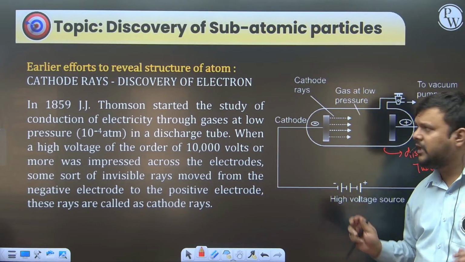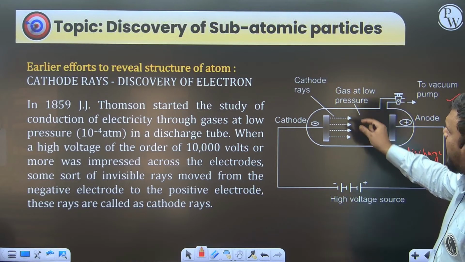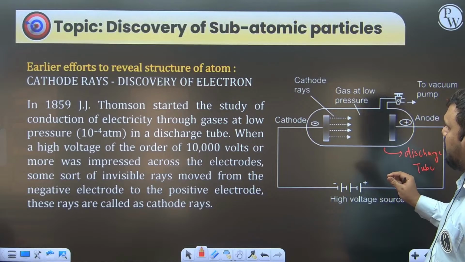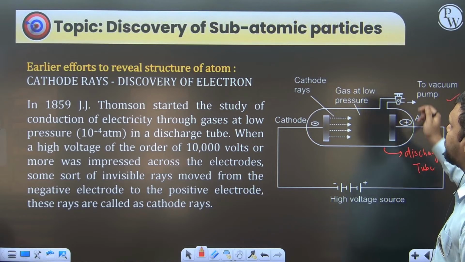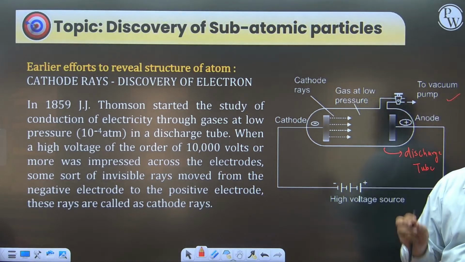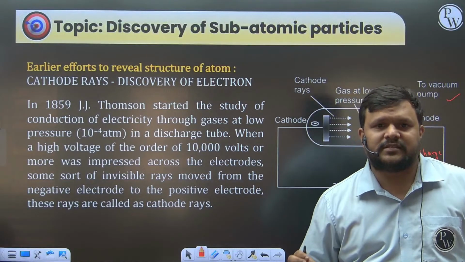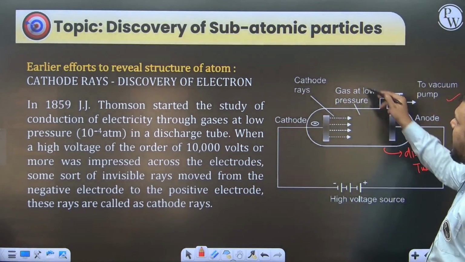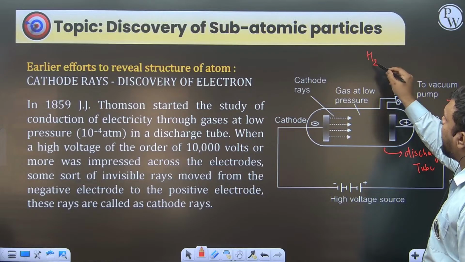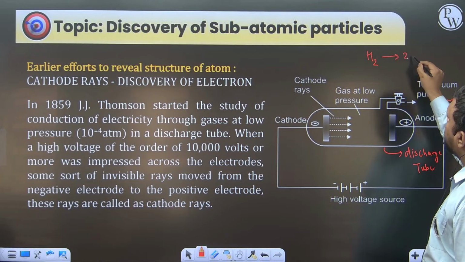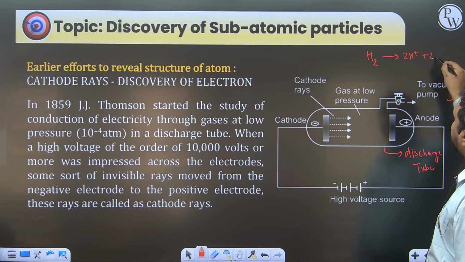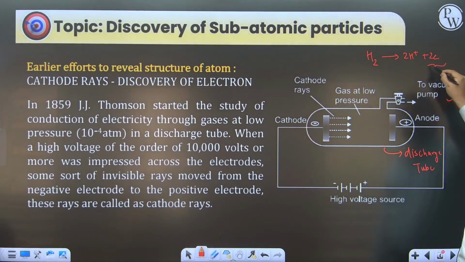Dear students, we have to get the ions over here, so we have to carry out ionization, and for that we will be having a very small quantity of gas. Suppose we are having hydrogen gas over here, it will be ionized: H2 giving 2H+ plus 2 electrons. These 2 electrons are behaving as cathode rays.